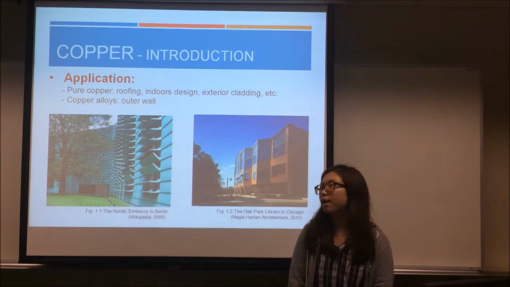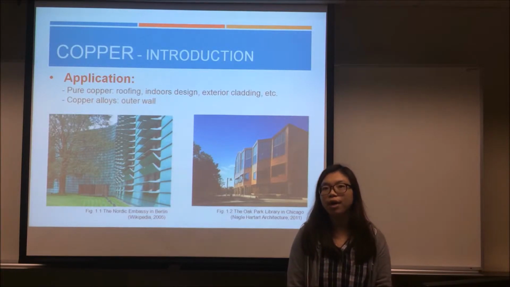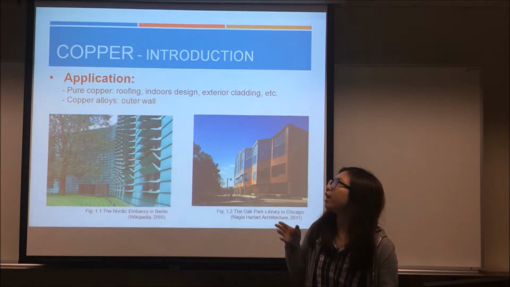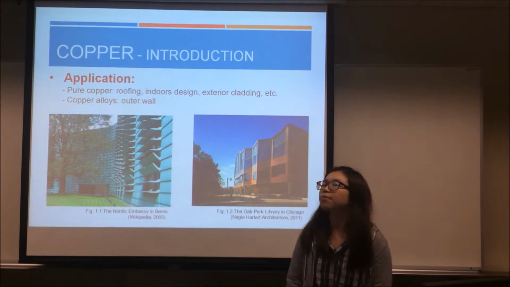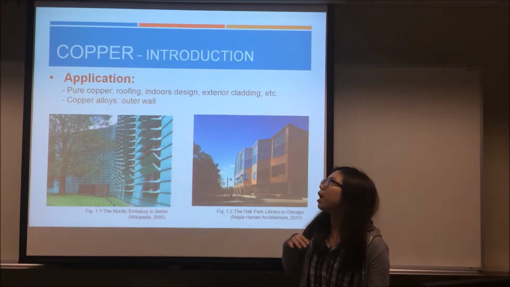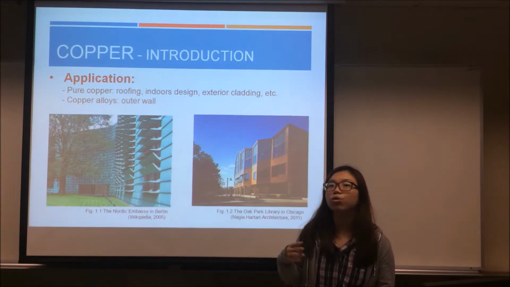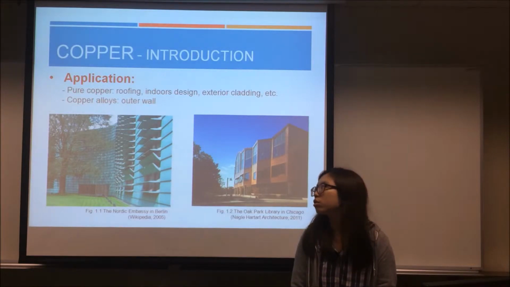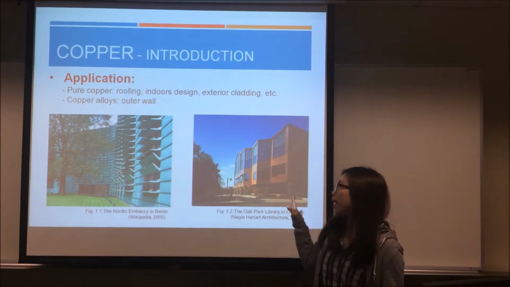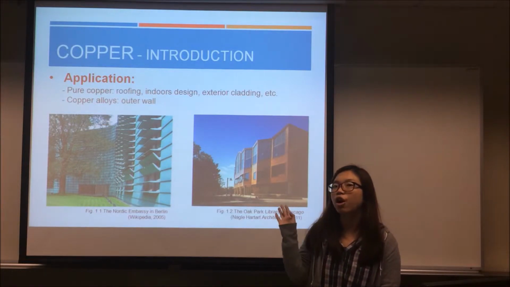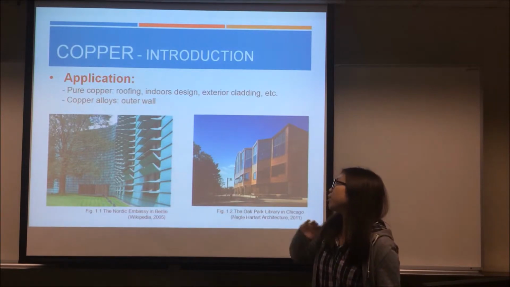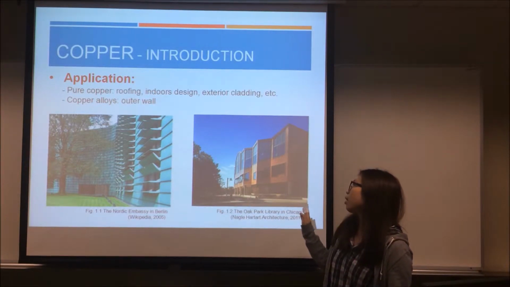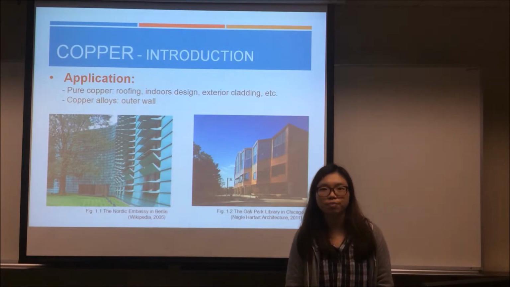Unlike other metals, pure unalloyed copper is often applied to some construction work, for instance roofing, indoor designs, and exterior cladding. While copper alloys are also used for some outdoor walls. These two are examples of the application of copper in the world, like the Audit and Braces in Berlin and the Oak Park libraries in Chicago.